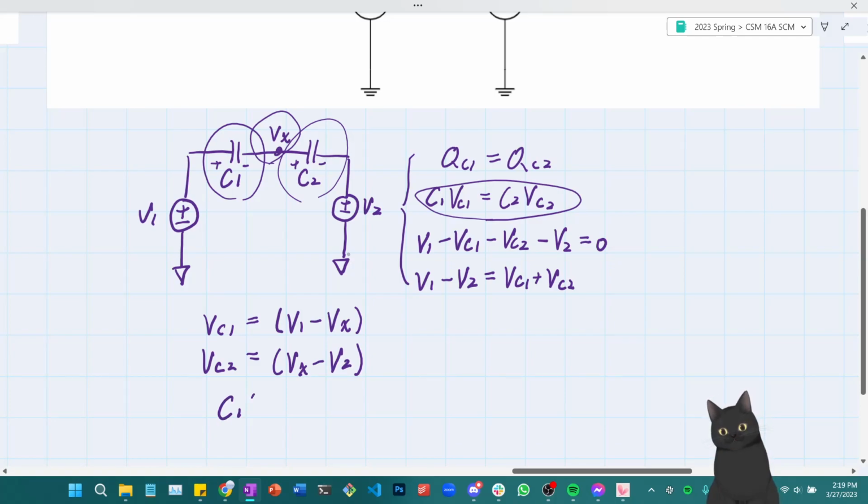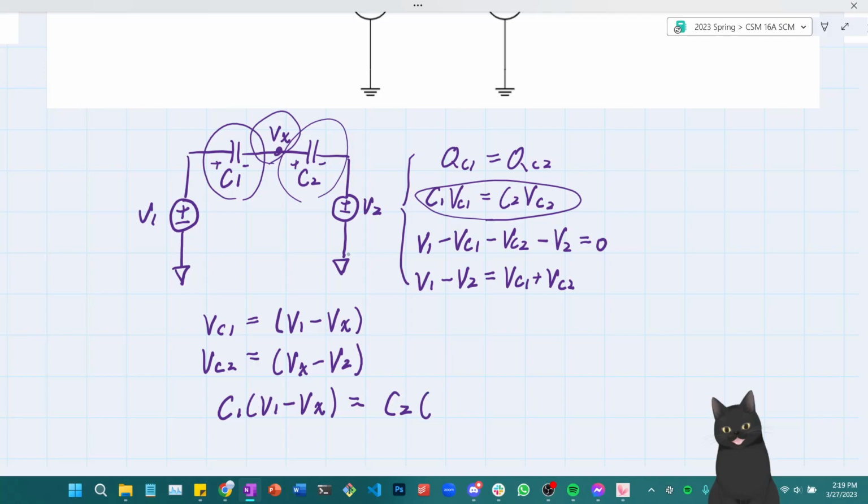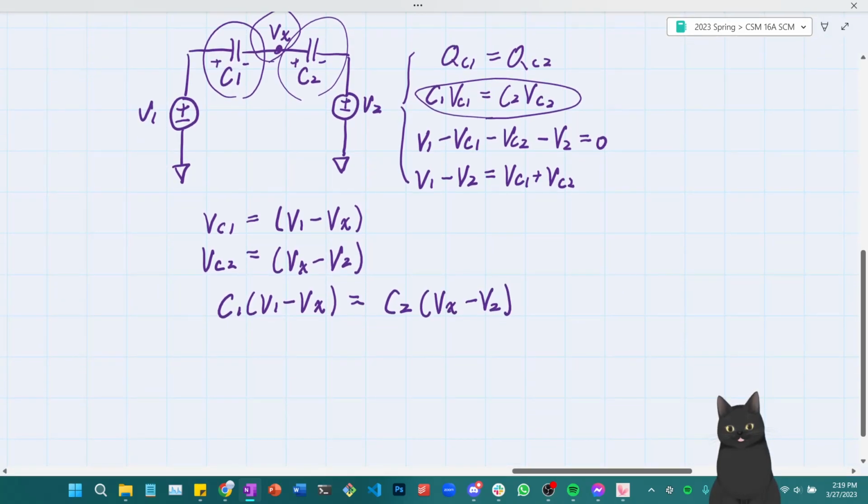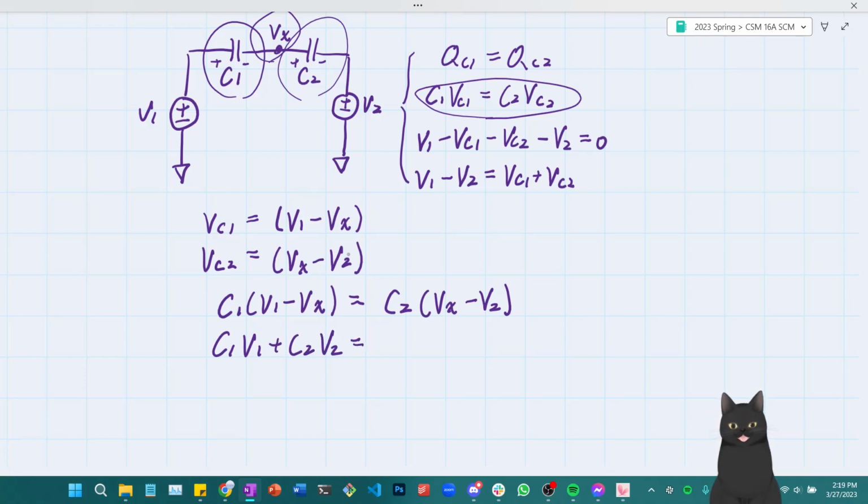This means C1 (V1 − Vx) is equal to C2 (Vx − V2). I'm going to put different expressions onto different sides of the equation, and I get that C1 V1 plus C2 V2 is equal to (C1 plus C2) Vx. Therefore, I can easily calculate that Vx is equal to (C1 V1 plus C2 V2) over (C1 plus C2).